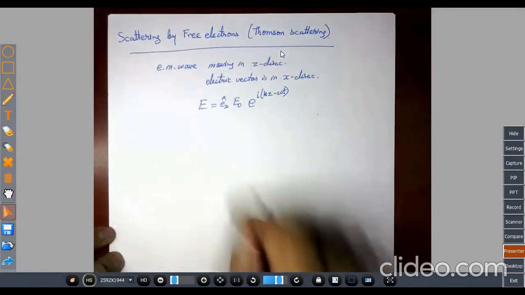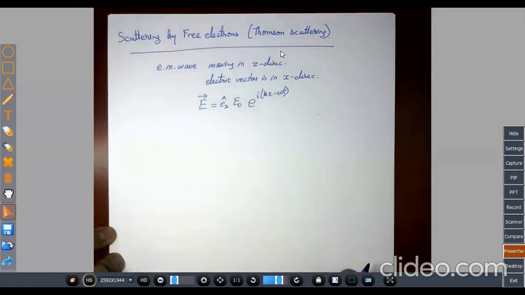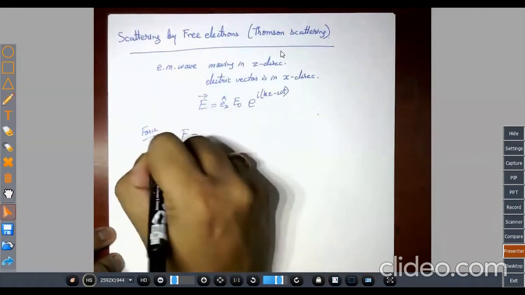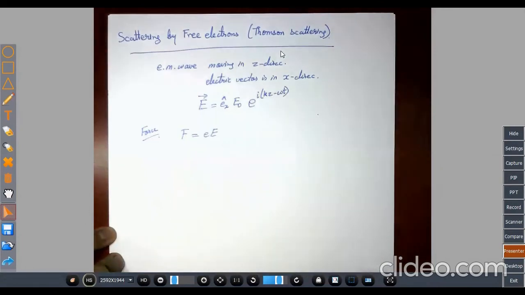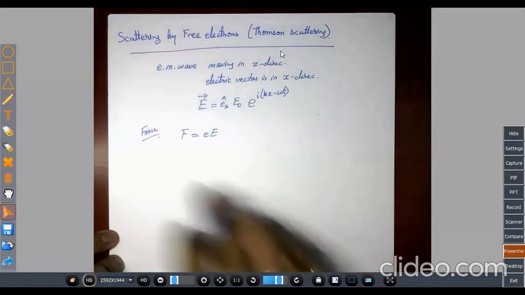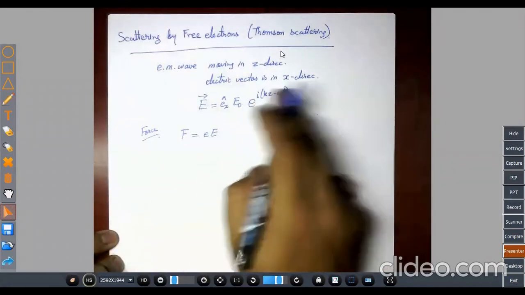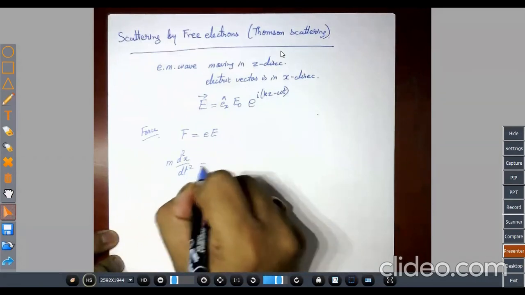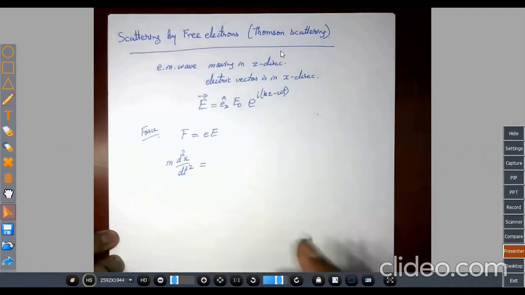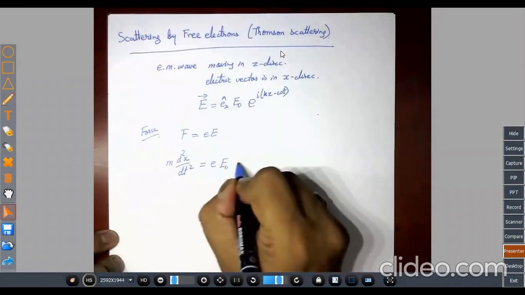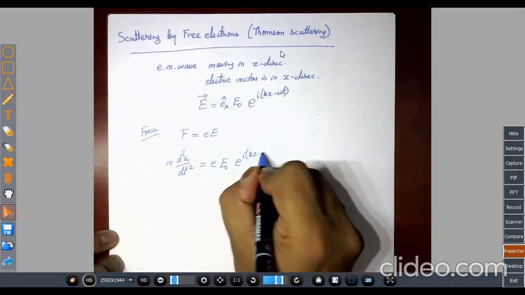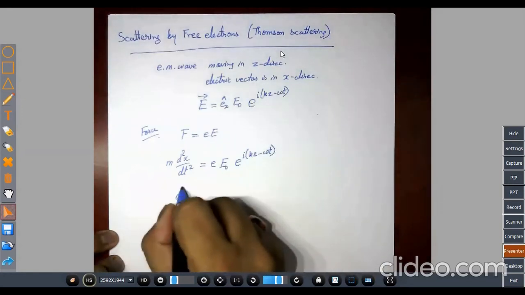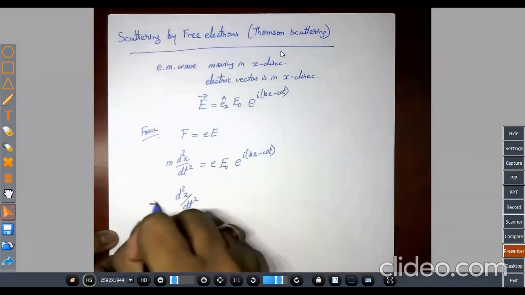So this is how we represent the electric vector. And the force due to this electric vector will be, since the electric vector is in x direction, so the force can be written as, and the right side, taking in here.